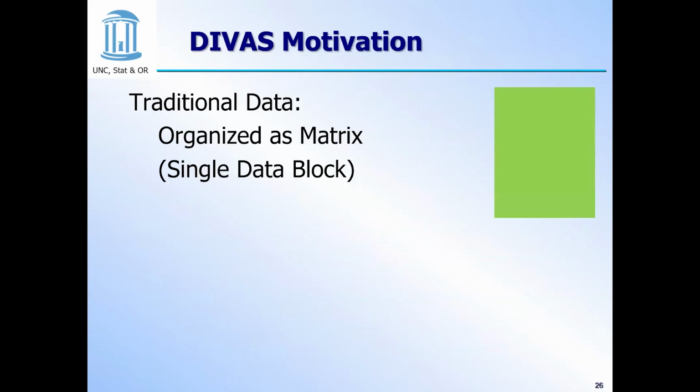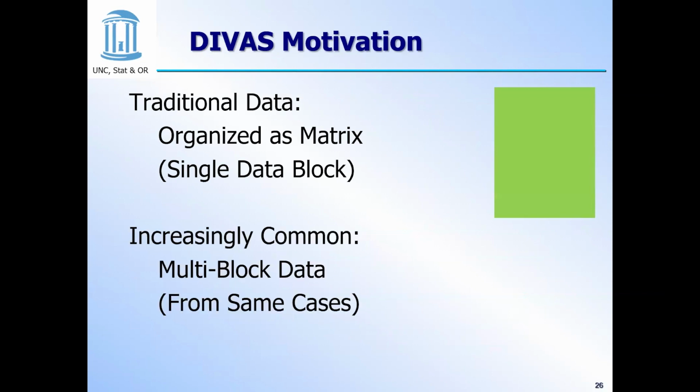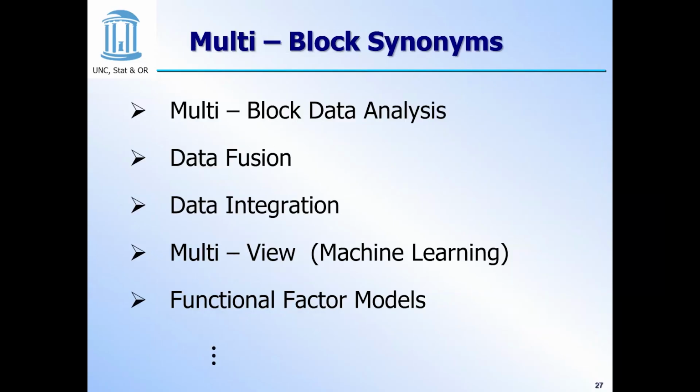Okay, so that's traditional data organized as a single data block. Now I want to head in the direction of multiple blocks of data. I'll point out that an increasingly common case is you have not just one data block, but maybe you've got several, and they're going to be from the same cases. This is the key here. There are a lot of people out there doing this, and there are a lot of synonyms. I like the term multi-data block. Some people will say data fusion, others will say data integration. In machine learning, they kind of like multi-view these days, but for me, view is something I do to data, so I'm not that fond of it.